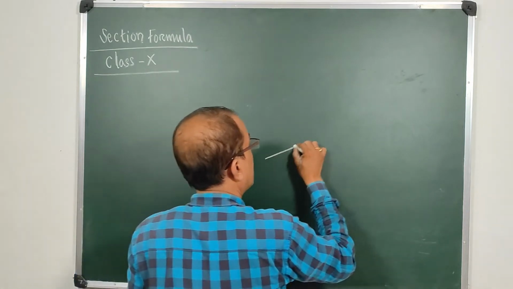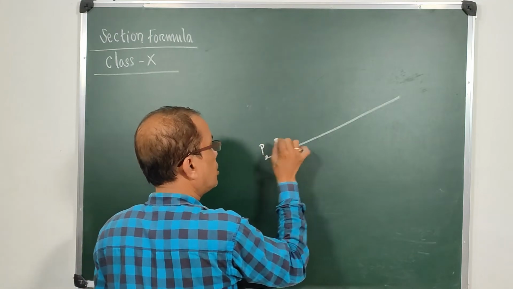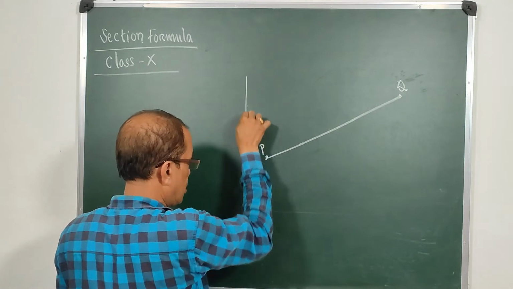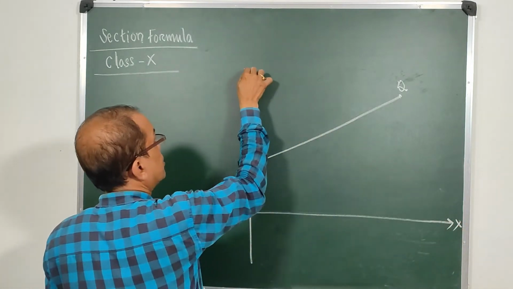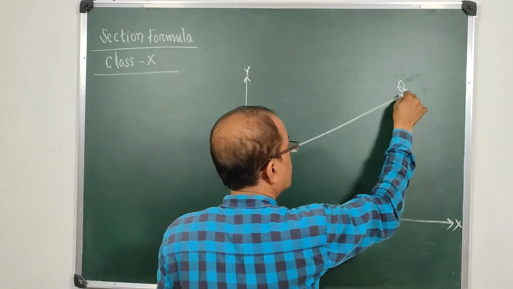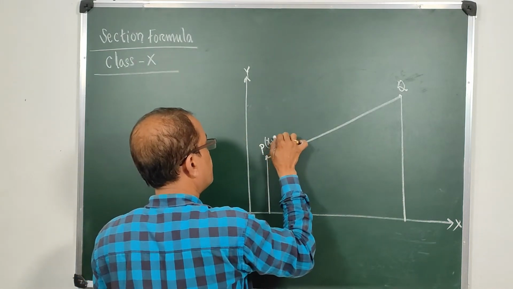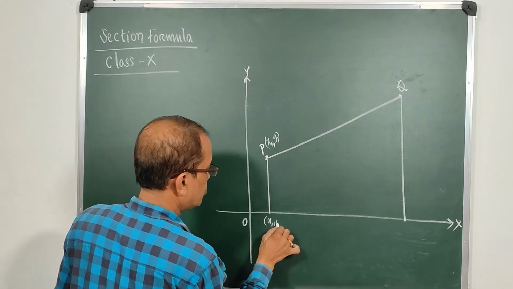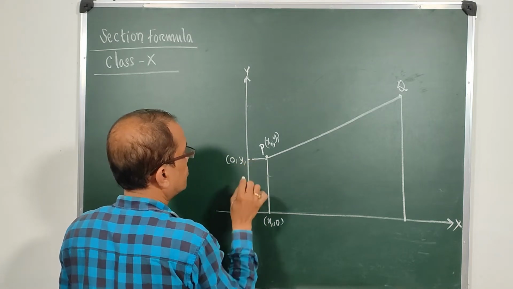Let us take a line segment in a larger picture. Take this point to be P, take this point to be Q, and let there be the x-axis and the y-axis, with the origin here. Let us drop the perpendiculars so that we can find the coordinates. If this point is x1 y1, then this would be x1 0 and this point will be 0 y1.